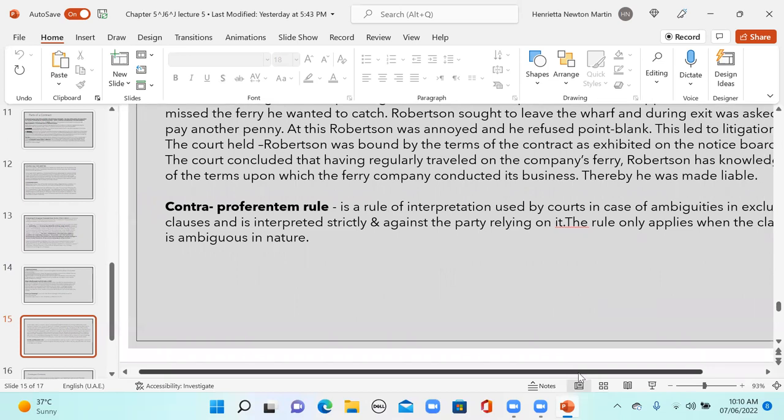So the history of dealings was considered in this matter, saying that he had knowledge of the terms upon which the ferry company was conducting its business, and therefore he was made liable.